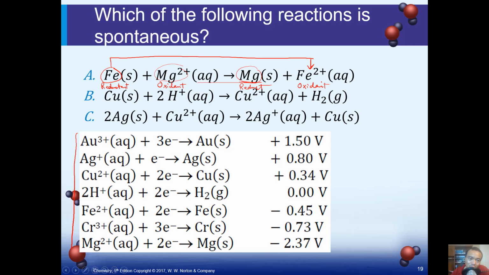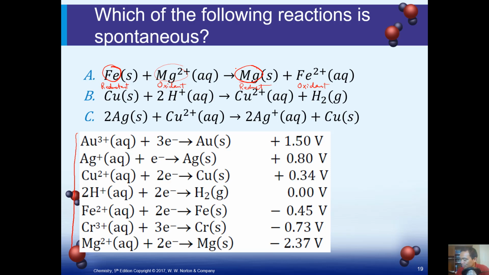Do remember, a chemical reaction will be spontaneous if you have a stronger reductant reacting with a stronger oxidant, or else the reaction will be non-spontaneous. So we can compare the reductants with reductants or oxidants with oxidants. So for example, in this case, we can compare 2 reductants or 2 oxidants. Right. For example, here that's a reductant, and that's another reductant.